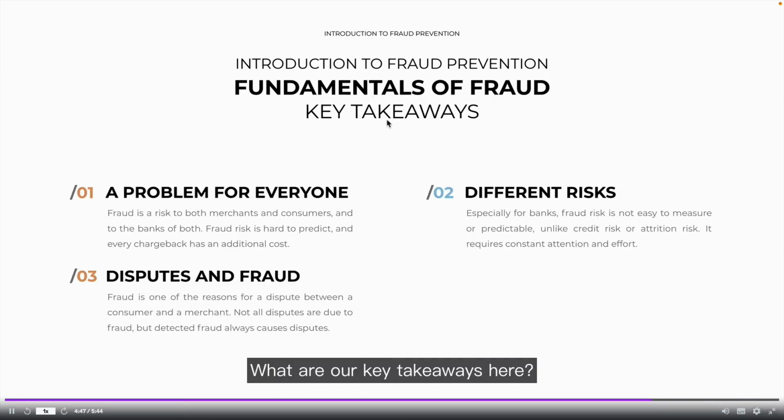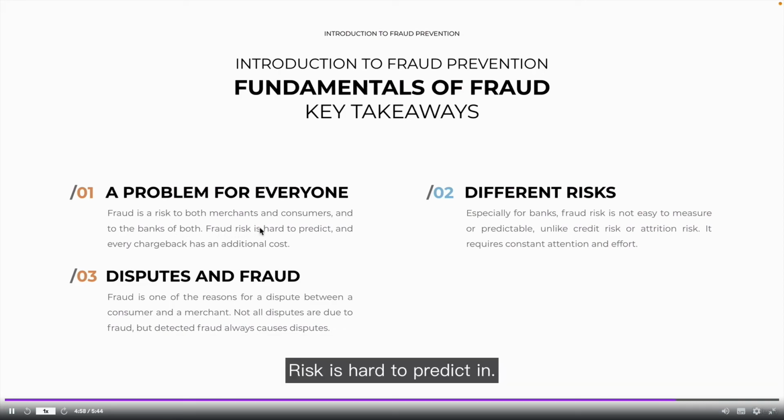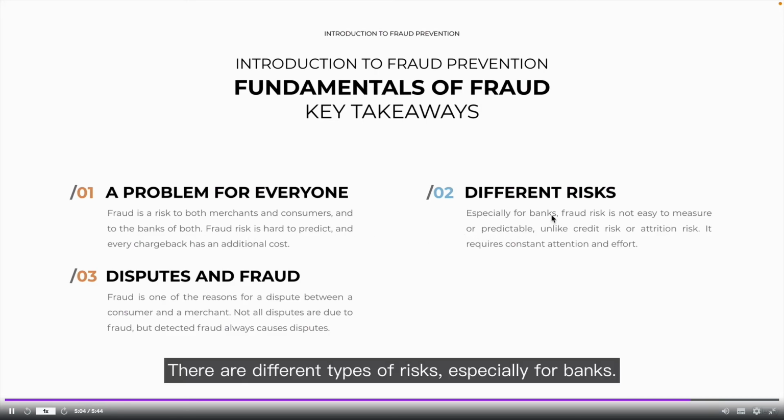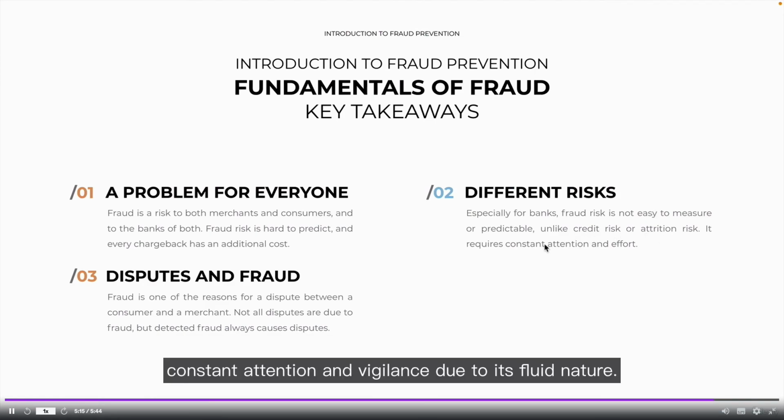What are our key takeaways here? The first is that fraud is a problem for everyone. It's a risk for both merchants and consumers, and to the banks of both. Fraud risk is hard to predict, and every chargeback has an additional cost. There are different types of risks, especially for banks, but unlike attrition risk or credit risk, fraud risk is not easy to measure at all, and it requires constant attention and vigilance due to its fluid nature.